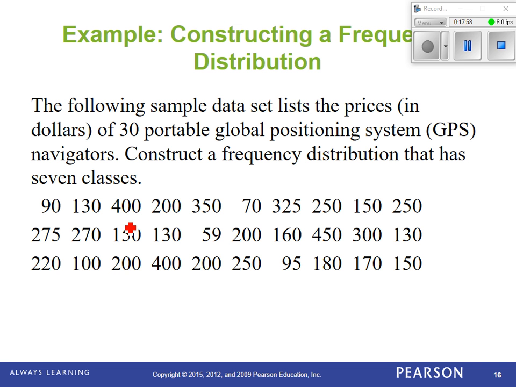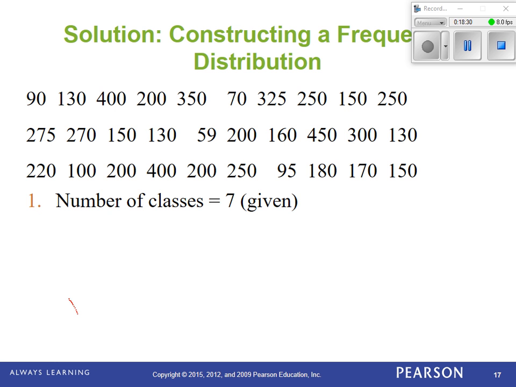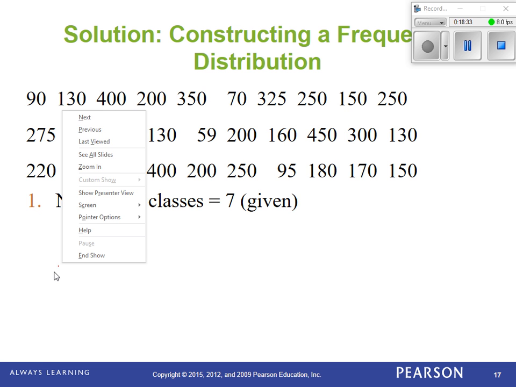So if we have this set of data, the following sample data set lists the prices in dollars of 30 portable global positioning systems, GPS navigators. Construct a frequency distribution that has 7 classes. So they're telling us we want 7 classes. We got all those numbers. Just look at them here real quick. Looks like 59 is the lowest, and it looks like 450 is the highest. We're going to need those 2 numbers. So I got those numbers there. We got 7 classes. That's the first step.